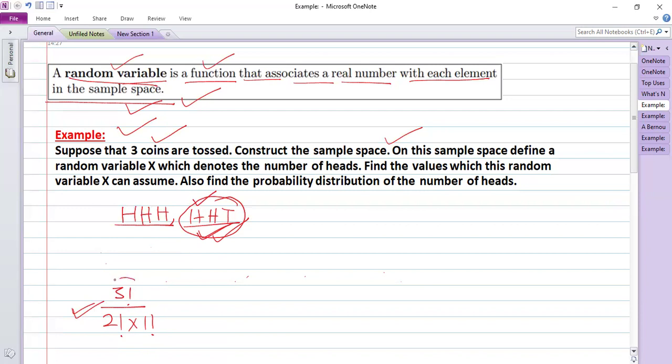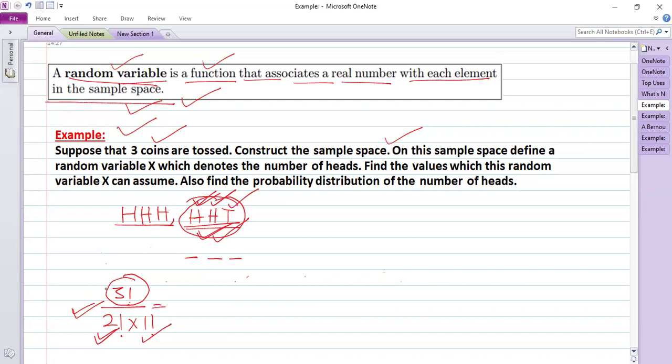Why this 3 factorial? Because there are total 3 positions. And why divide by 2 factorial? Because out of these three, head and tail, two are same. Two entries are same, means there are two heads. And why this 1 factorial? Because there is only one tail.